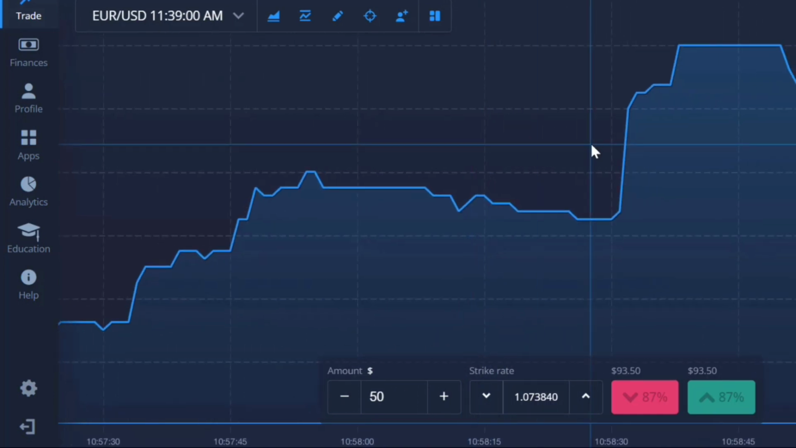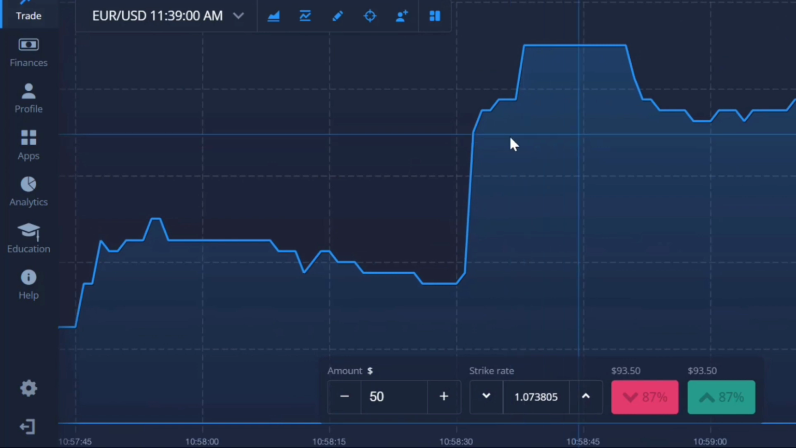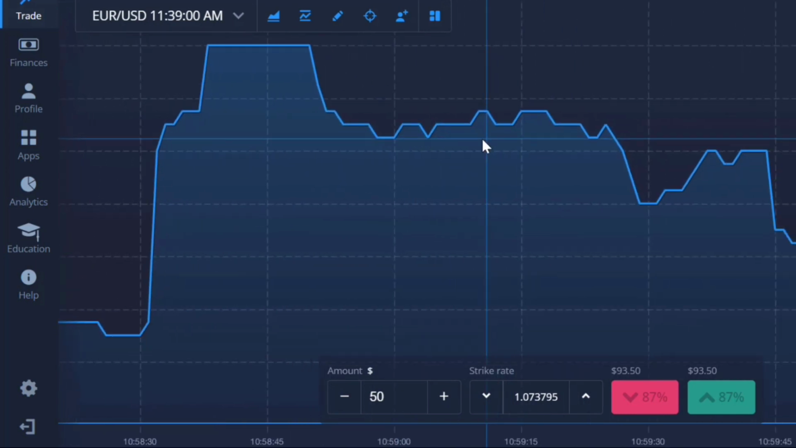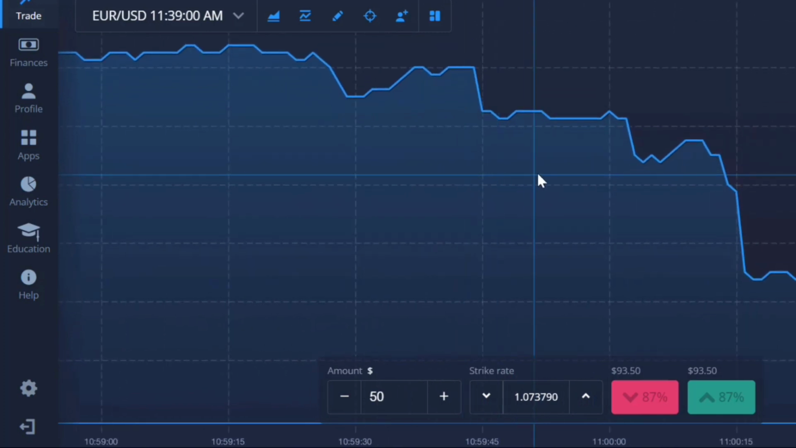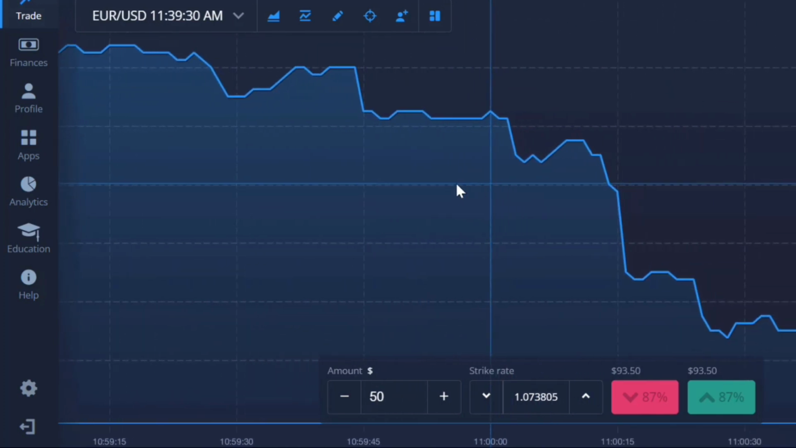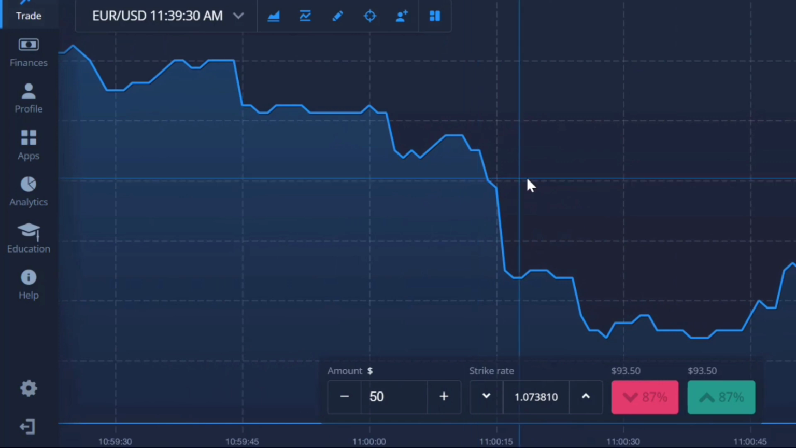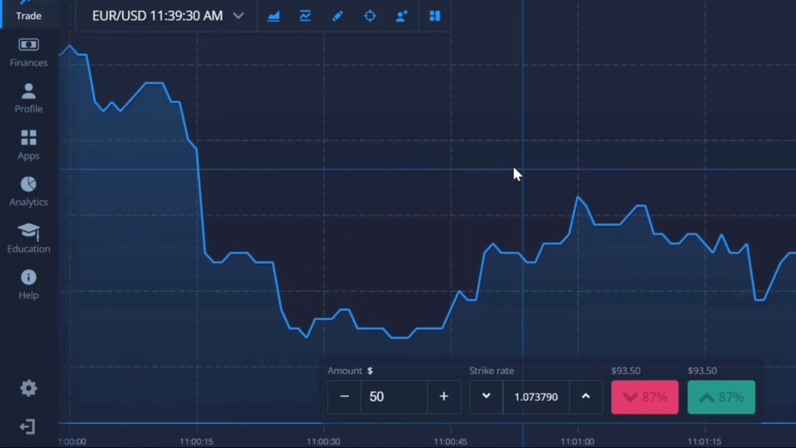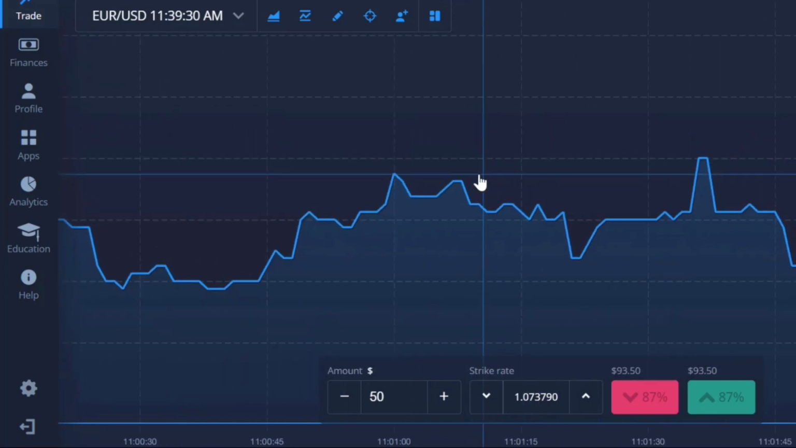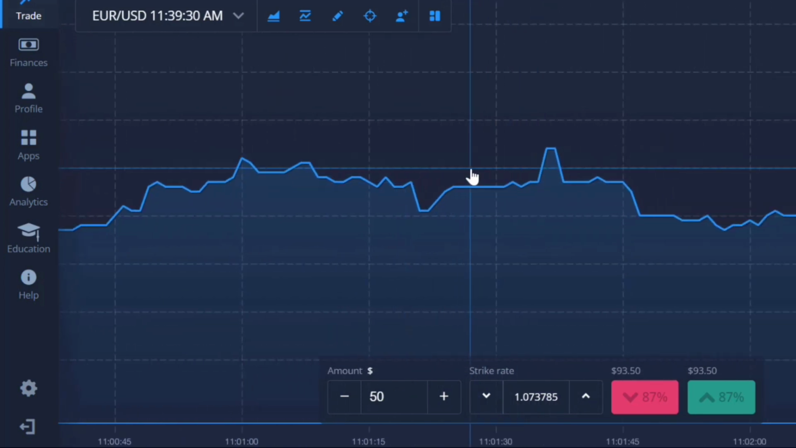Also, it's important to have a well-defined trading plan and risk management strategy, and to only risk a small percentage of your capital on each trade. As a general rule of thumb, some traders suggest that you shouldn't risk more than 1 to 2 percent of your trading account on any single trade. For example, if you have a $10,000 trading account, you might only risk $100 to $200 on each trade.